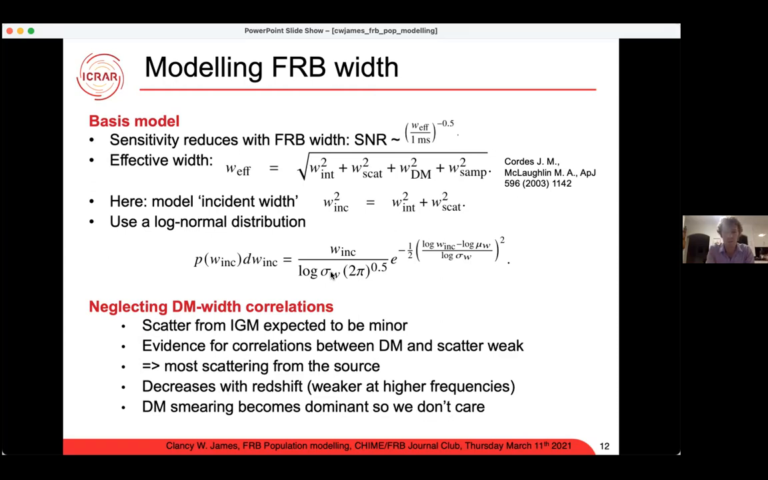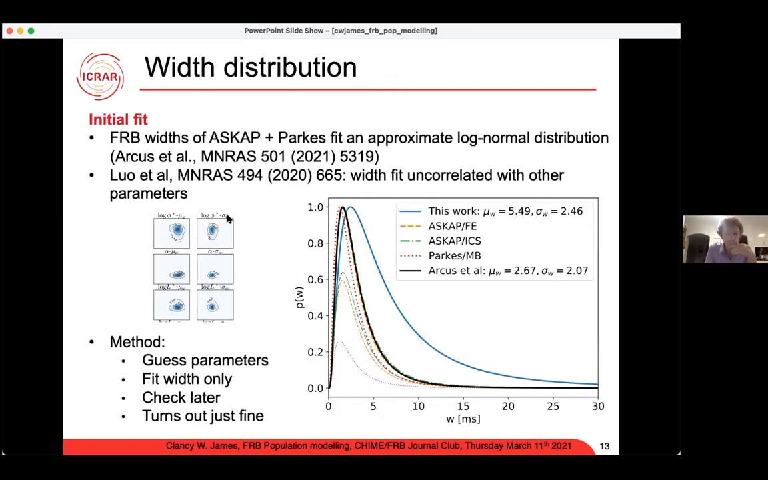And I use a log normal distribution for the distribution of widths because that doesn't seem to be too bad, but it's not going to be correct. A lot of the high width distribution won't be probed. So thankfully, Lau et al. found that the modeling of the widths is relatively uncorrelated with other parameters. This is simply the two-dimensional correlation plot of width parameters on the x-axis and other parameters on the y. And you see there are no diagonals here. It's one-dimensional, which means that you can get away with guessing your true model parameters, fitting the width distribution, and then checking later for your final fit, and it turns out to be fine.